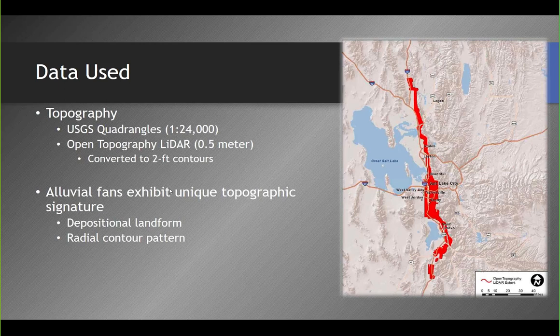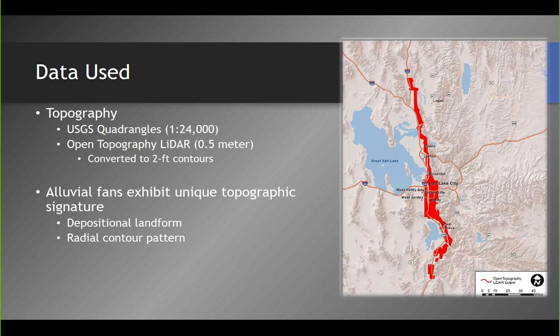The next major data set we used was a free product, a multi-agency effort. If you're not familiar with it, it's called Open Topography. It's LiDAR, and hopefully all the communities along the Wasatch know about this data. You can get it online. It's really good mapping information, at 0.5 meter resolution.